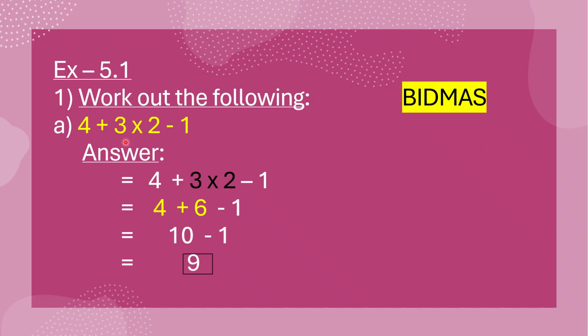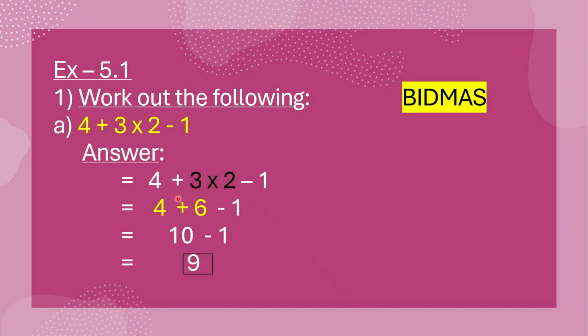That is B. Do we have any brackets in the sum? No. Do we have any indices? Indices means it's a power. Do we have any powers here? No. Do we have any division here? No. Do we have multiplication? Yes, we have multiplication first. So we have to do the multiplication.